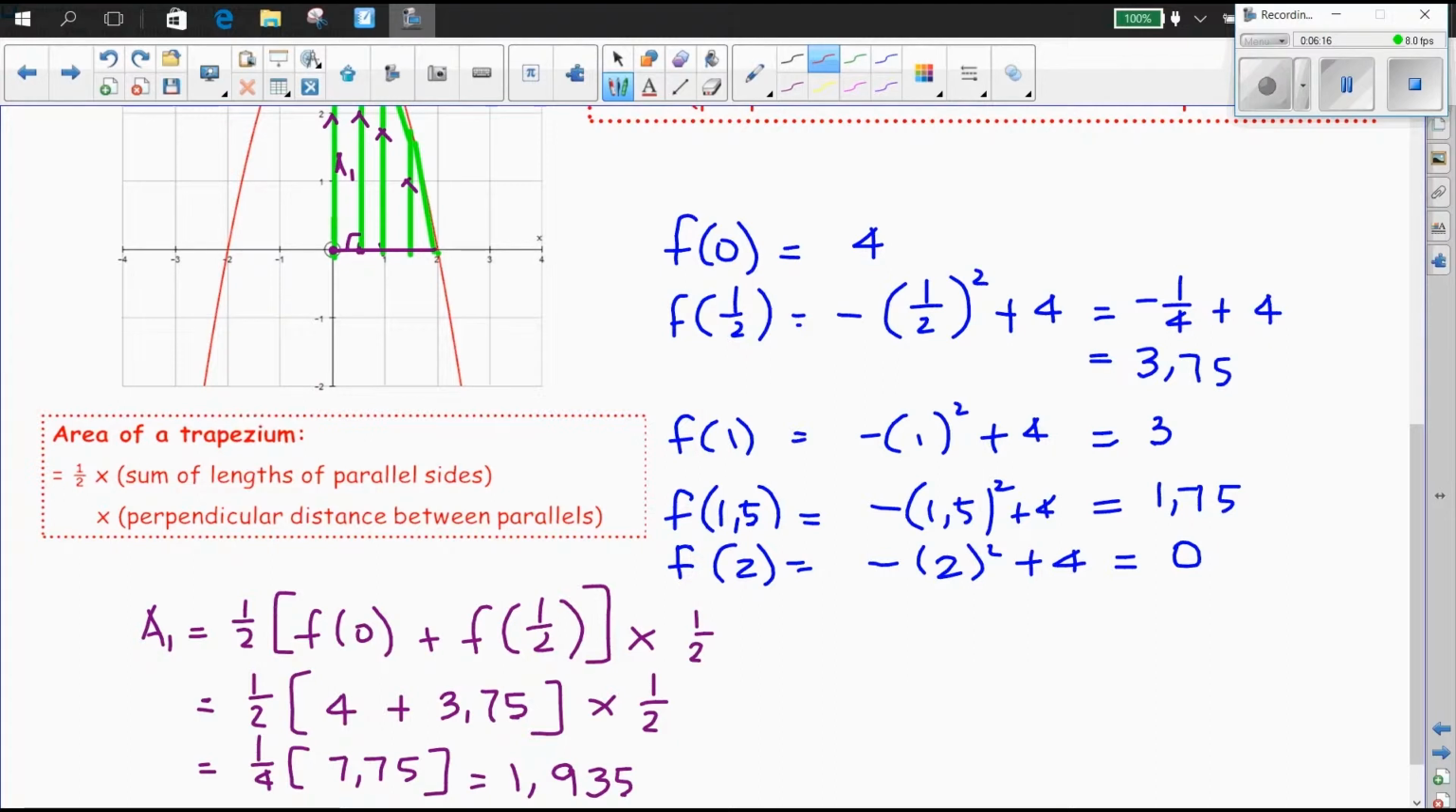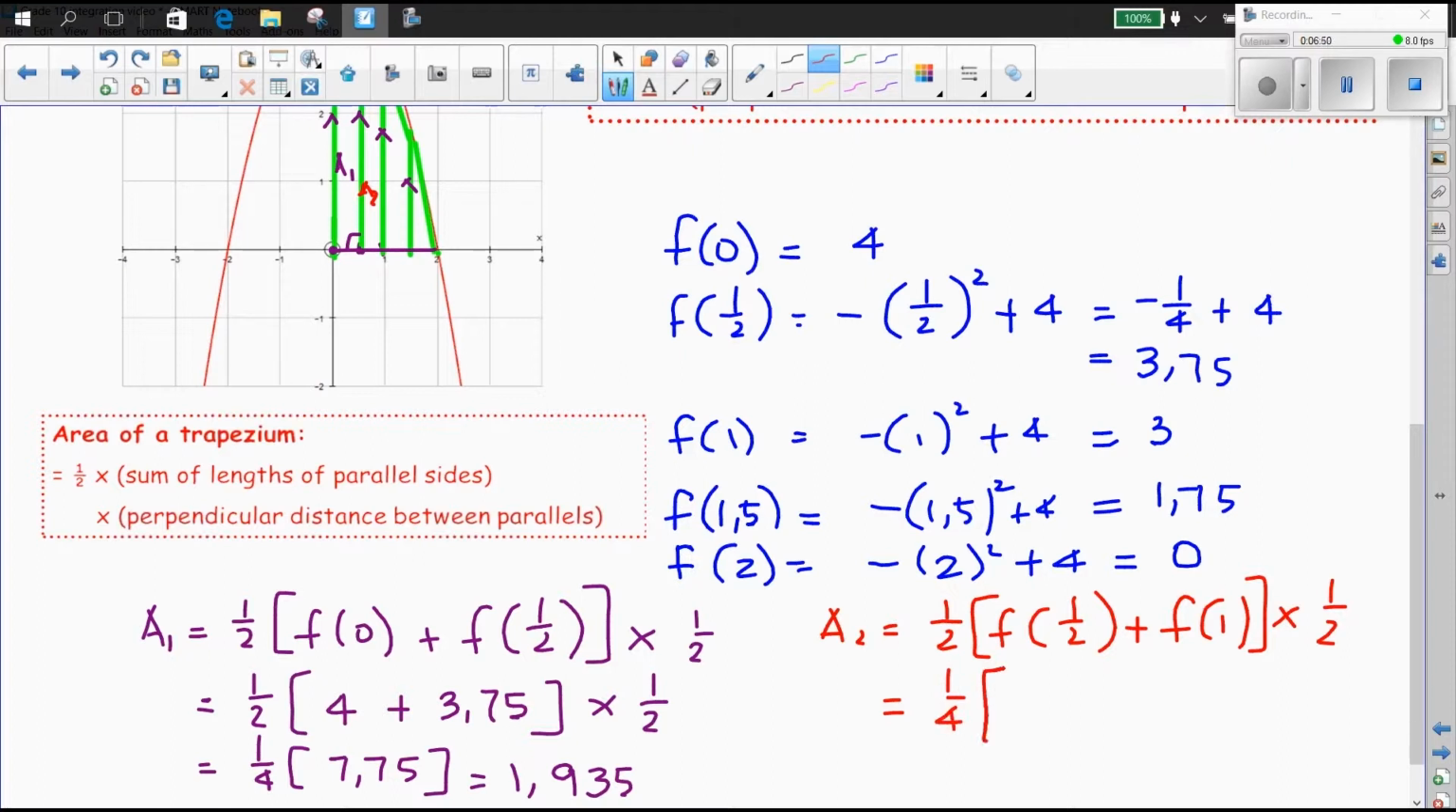Using this method, I'm now going to work out the area of my second trapezium, and I'm going to call that area 2. So area 2 is again going to be half the sum of the parallel sides. So the first side is f of a half, so it's going to be f of a half plus f of 1, the sum of the lengths of those sides, multiplied by the perpendicular distance between my two parallel sides, which is the width, which is a half. So once again, a half times a half gives me a quarter.